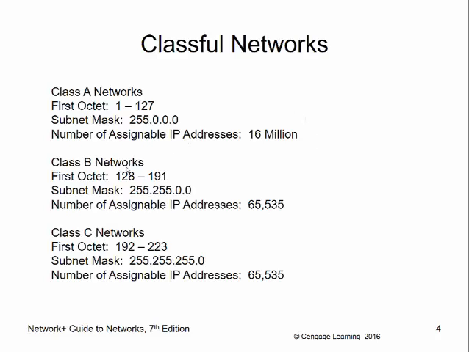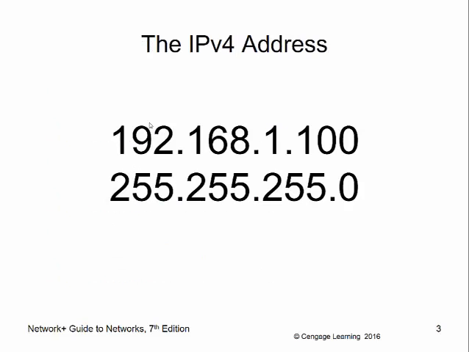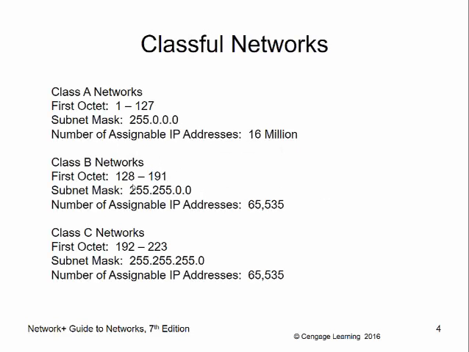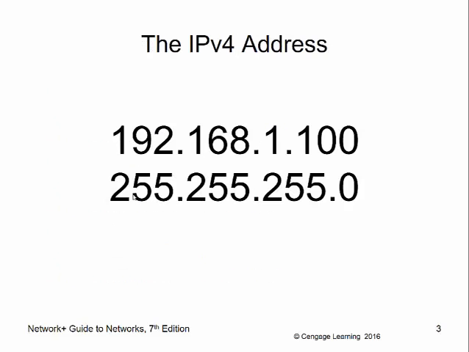And then I have Class B networks. This is where my first octet, again, right here, is a value between 128 and 191. In classful networking, by definition, a network with 128 to 191 as its first octet gets a Class B network mask, a 255.255.0.0 network mask. Now, these first 2 octets refer to the network, and the last 2 octets refer to the host.